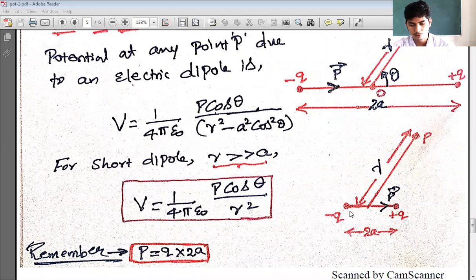The length of the dipole is very less in comparison with the distance of the point. Such dipoles we now call short dipoles. A short dipole is one whose length is very much less in comparison with the distance of the point.